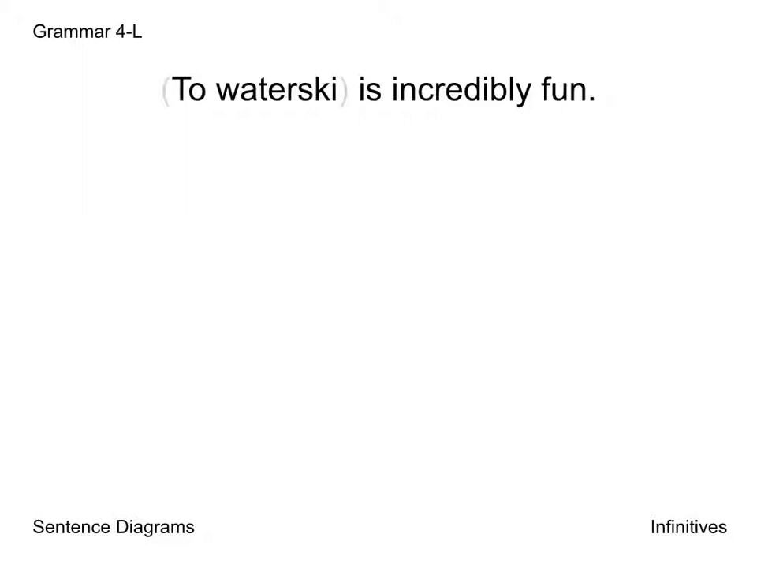So what is our subject? Well, to water ski. That's what this sentence is all about. Is is our verb, and then fun is actually describing the subject. To water ski, it's fun. That's the predicate adjective. And of course, incredibly is describing to what extent it is fun. It is incredibly fun.